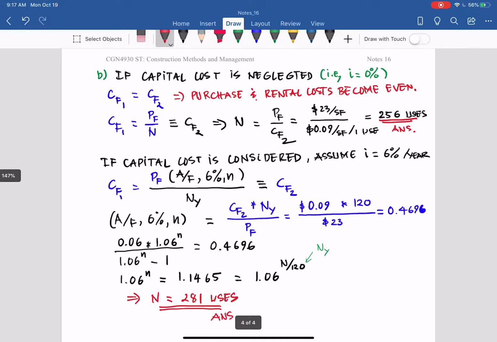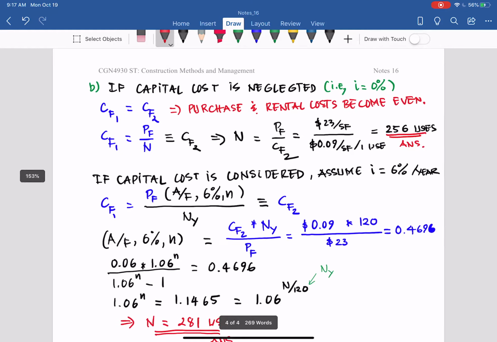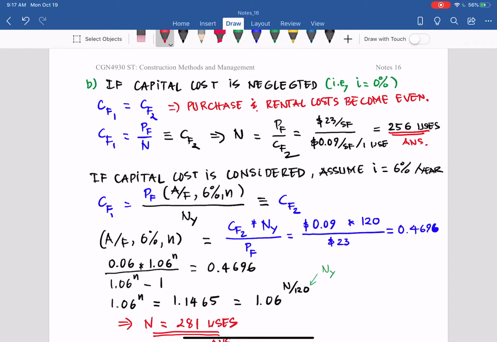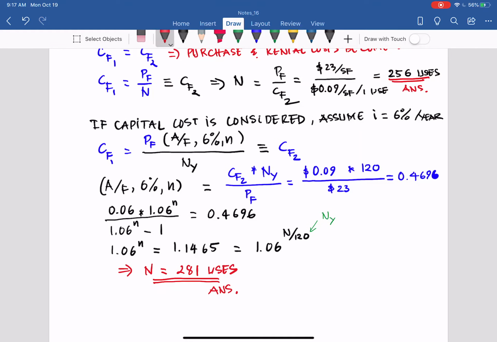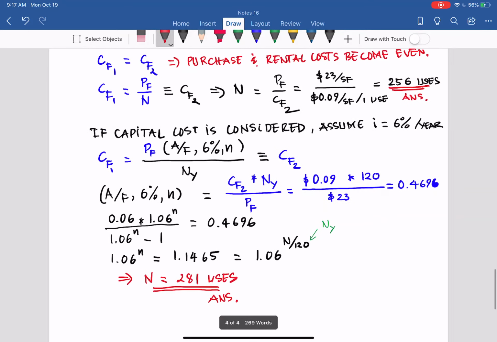Bottom line, as you can see, if you ignore the capital cost, which is the interest, someone gives you free money to buy this, you need 256 uses to break even with the rental cost. However, to be more realistic, no one gives you money for free, so we have to take a loan and assume 6% per year. You need 281 uses, which makes sense, having to be more than when the capital cost is ignored. So the second one is more realistic, as you can see.